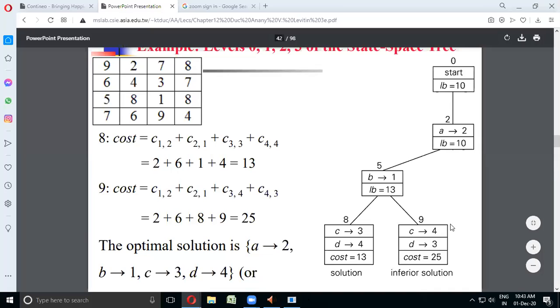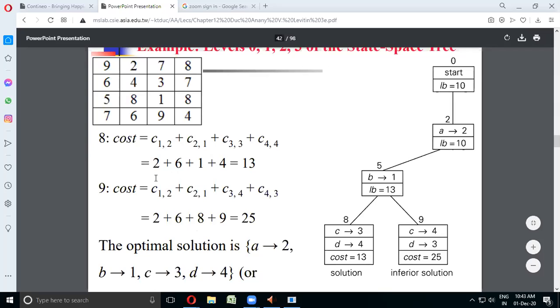Okay, so the ninth solution, if you see the cost incurred here, what is the value I'm getting? 2 plus 6 plus 1 plus 4. So we have assigned the first person the second job, the second person the first job, and the third person is assigned the third job, and the fourth person is assigned the fourth job. So 2 plus 6 plus 1 plus 4, I get 13. So what is the other possibility we have?